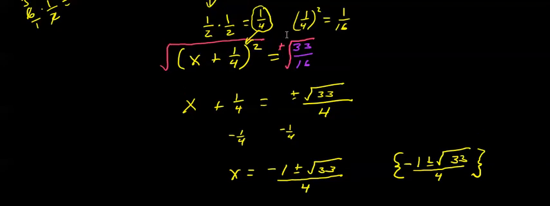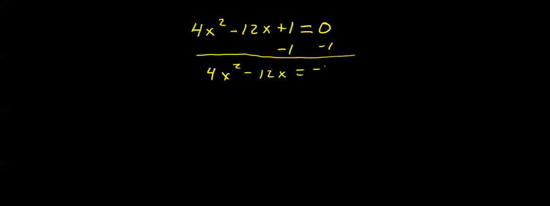All right, our next example is 4x squared minus 12x plus 1 equals 0. All right, I'm going to subtract 1, and I get 4x squared minus 12x equals negative 1. And then I have to get rid of the coefficient. So I divide by 4, and I divide by 4.